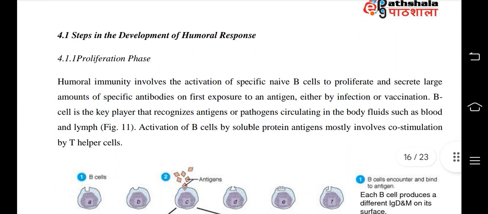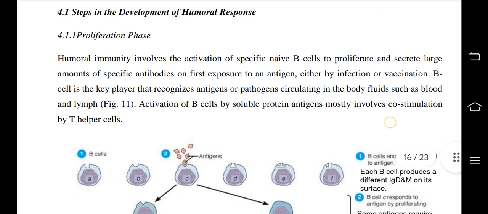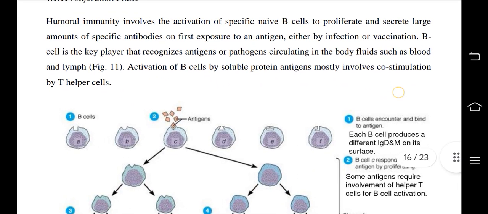Steps in the development of humoral response. Proliferation phase. Humoral immunity involves the activation of specific new B cells to proliferate and secrete large amounts of specific antibodies on first exposure to an antigen, either by infection or vaccination. B cell is the key player that recognizes antigens or pathogens circulating in the body fluids such as blood and lymph. Activation of B cells by soluble protein antigens mostly involves co-stimulation by T helper cells.